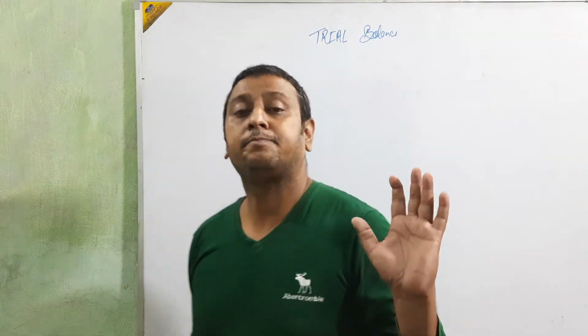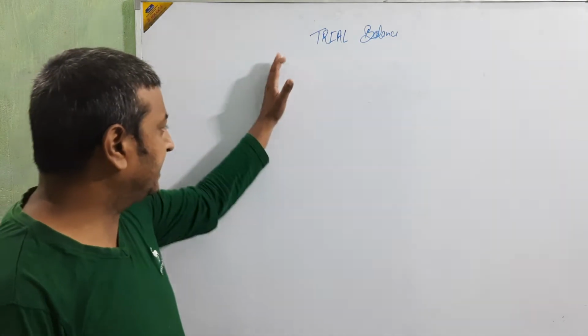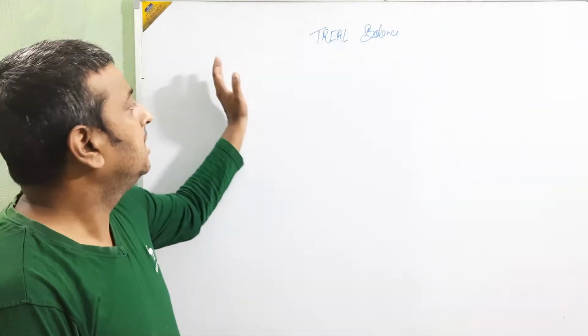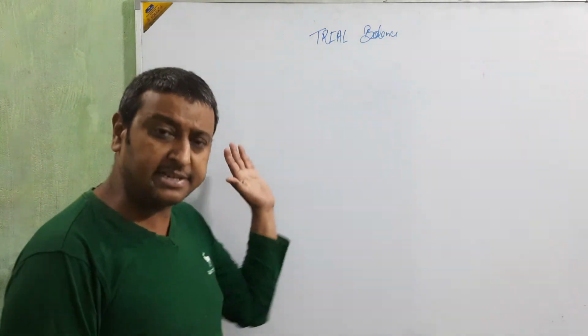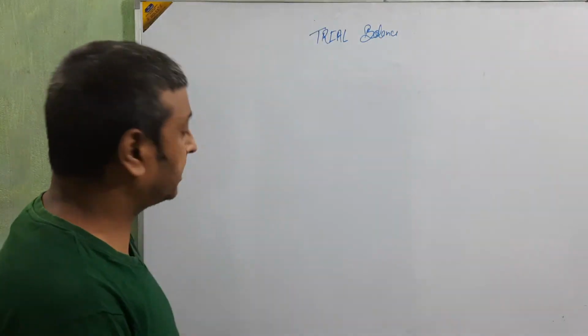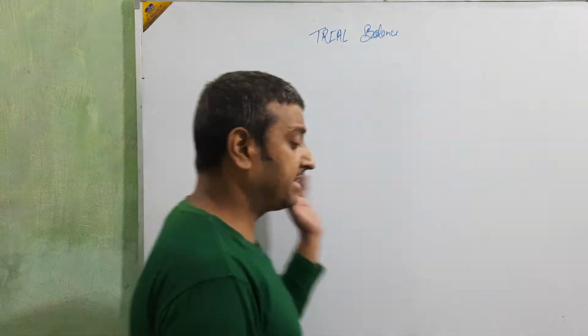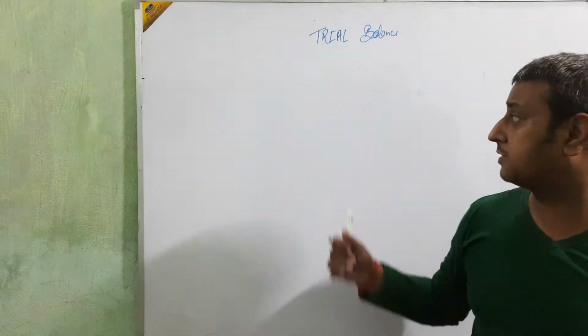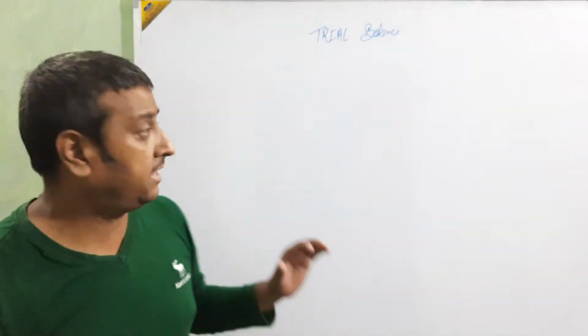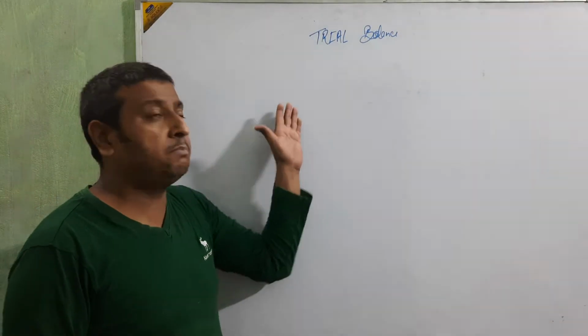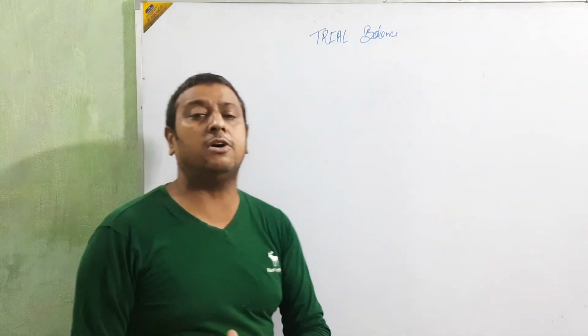Mainly, if you are talking about the features, trial balance is a list of all accounts, because we have entered all account balances here. Trial balance is like a summary of all accounts because we are showing all account balances. Trial balance is like a system by which we know the balancing figure of all accounts.